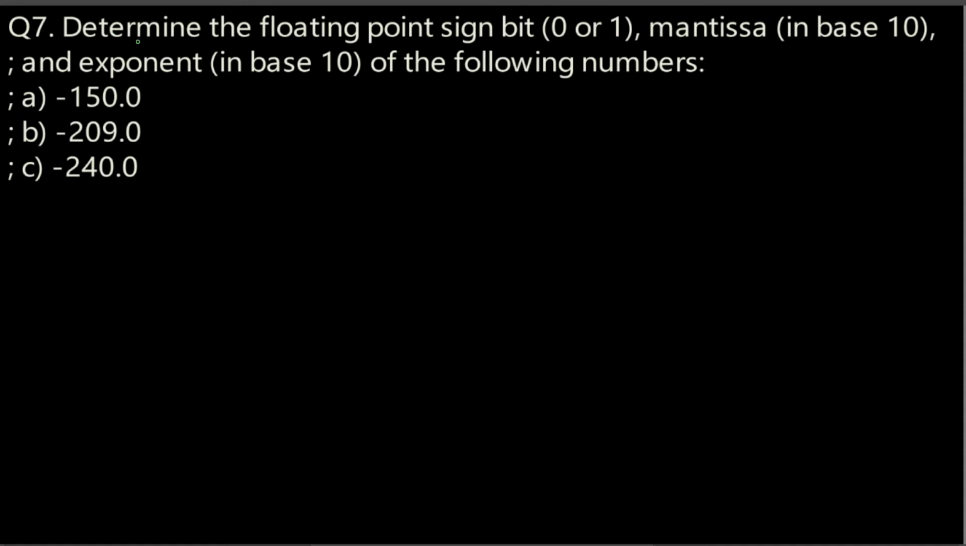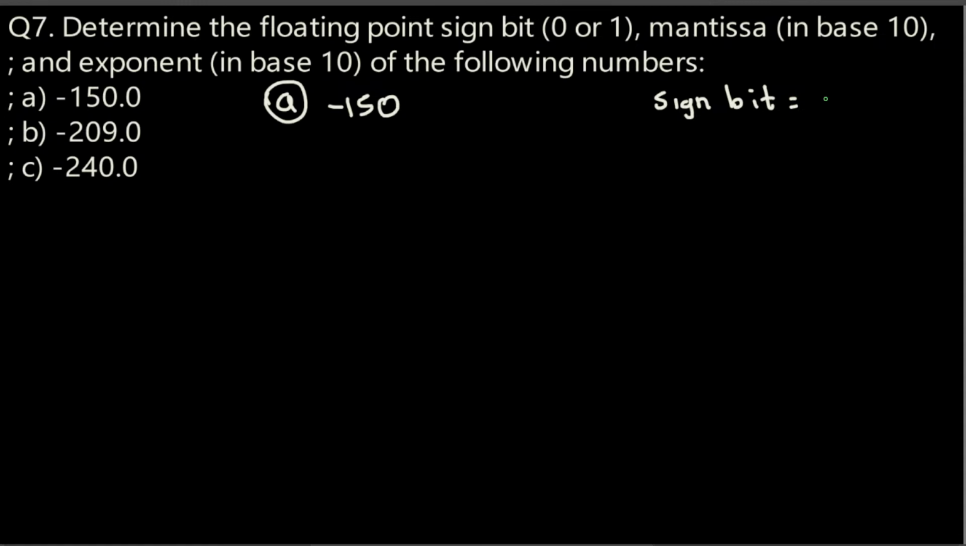This question is asking to determine the floating point sign bit, 0 or 1, mantissa in base 10, and exponent in base 10 of the following numbers. Here we have three negative numbers. Let's look at the A part. In the A part, we have negative 50.1. So the sign bit is going to be 1 because for negative, the sign bit is 1.